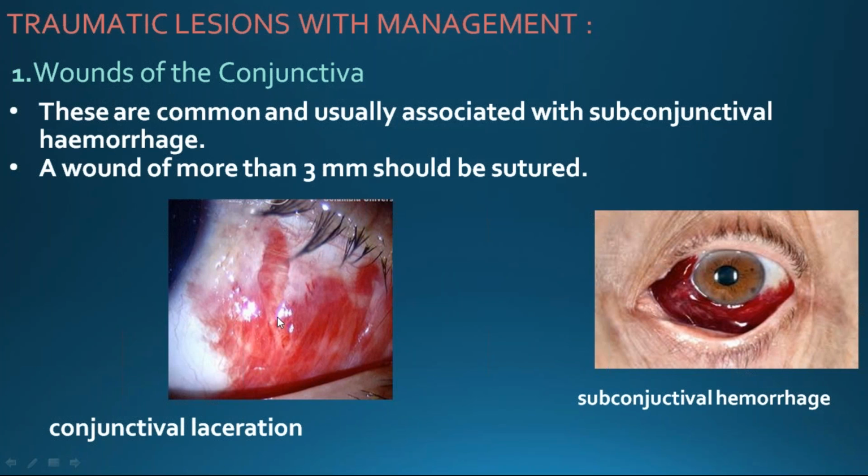This is a conjunctival laceration. You can see here, there is a split in the conjunctiva. You can see the underlying Tenon's capsule. This is the conjunctival laceration. This is also subconjunctival hemorrhage. This one is also subconjunctival hemorrhage only. Severe subconjunctival hemorrhage. This is the conjunctival laceration. You can see the split in the conjunctiva with the subconjunctival hemorrhage. This is the subconjunctival hemorrhage and this is the laceration of the conjunctiva.